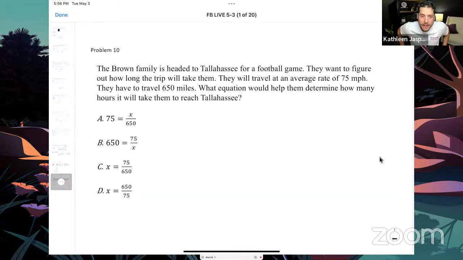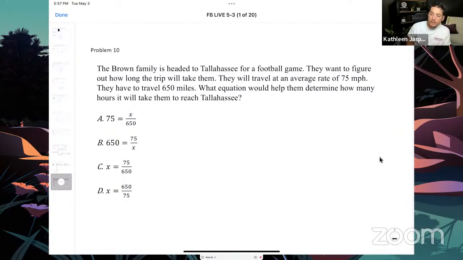The Brown family is headed to Tallahassee for a football game. They want to figure out how long the trip will take them. They will travel at an average rate of 75 miles per hour. They have to travel 650 miles. What equation would help them determine how many hours it will take them to reach Tallahassee? So we don't need to solve it because if we look at our answer choices, we're given equations. So we have to figure out which one is correct.